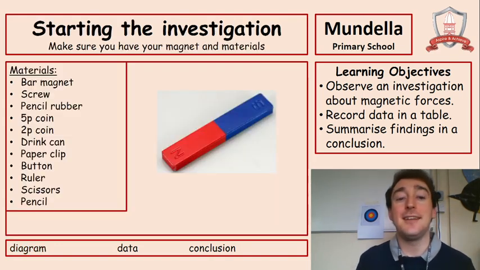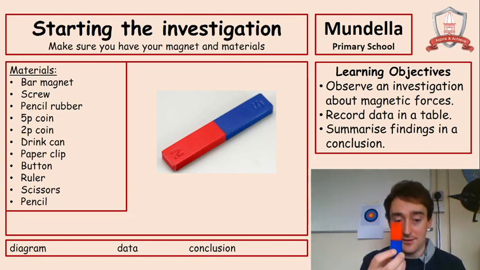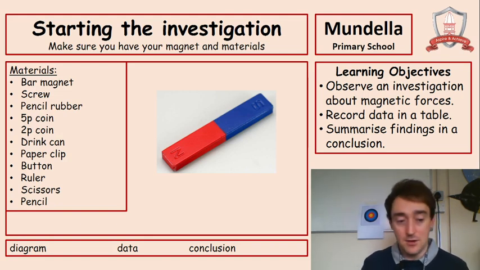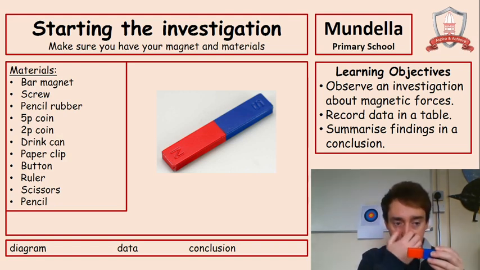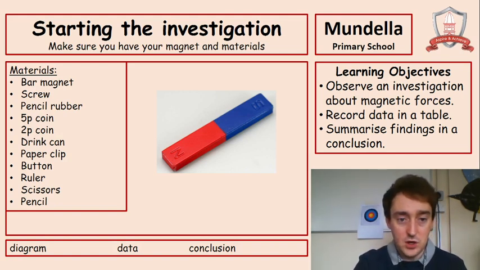Okay, let's start the investigation. We've got our magnet there. It's on the screen and it's in my hand too. How about that? Now, let's see. What can we do? We're going to have to keep this a fair test, aren't we? Right, so we've got the magnet. Let's go for the screw. Yeah, I've got everything here. That's good. Right, what do we have to do now?